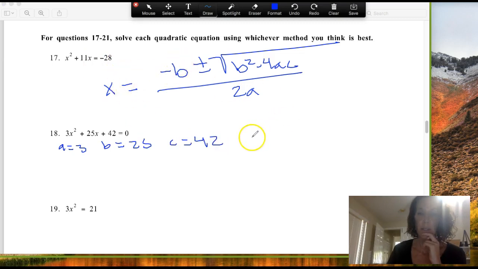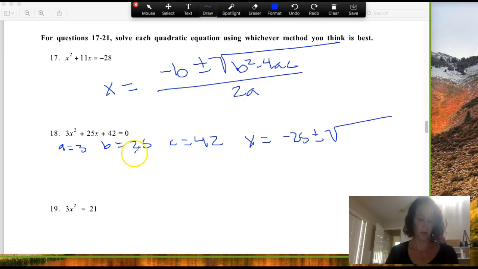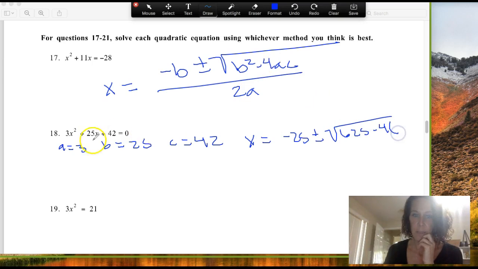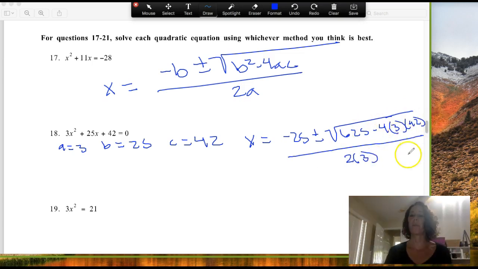And then just go ahead and say x is going to be negative b, so negative 25, plus or minus the square root of b squared. Well, 25 squared is 625, minus 4 times a times c. 4 times a, which is 3, times c, which is 42. And the whole thing is over 2 times your a value, which is 3. Now just do the math on this and simplify it out.